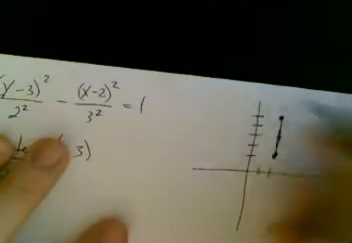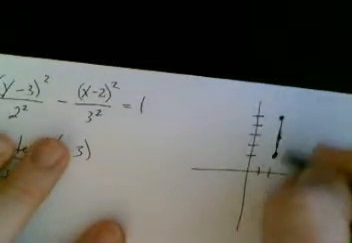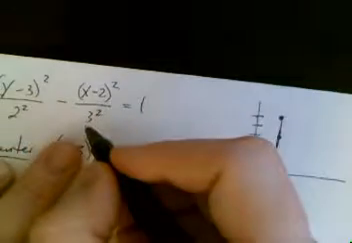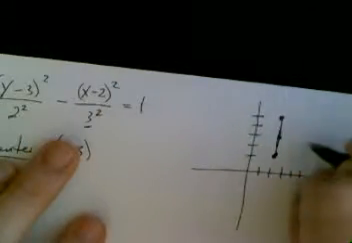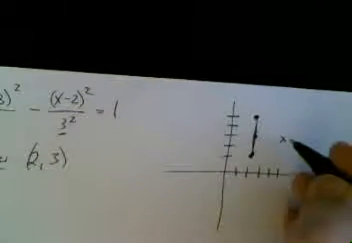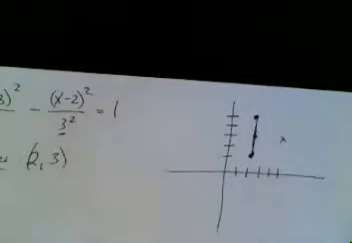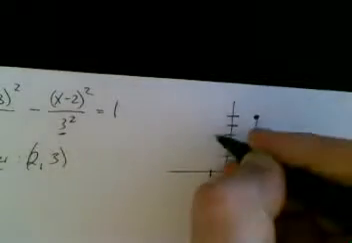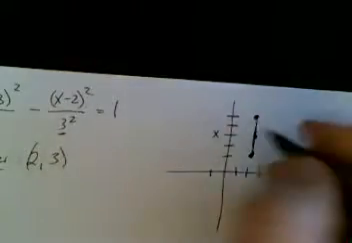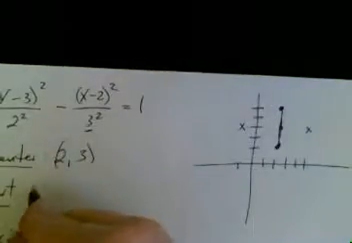In terms of the x values, I'm going to go a value of 3 in the x direction. 1, 2, 3. So that point's going to be here. And I'm going to put an x there because I know I'm not plotting that point. That point is part of, again, the rectangle that helps me graph this thing. 1, 2, 3 in this direction. And I have my vertices.